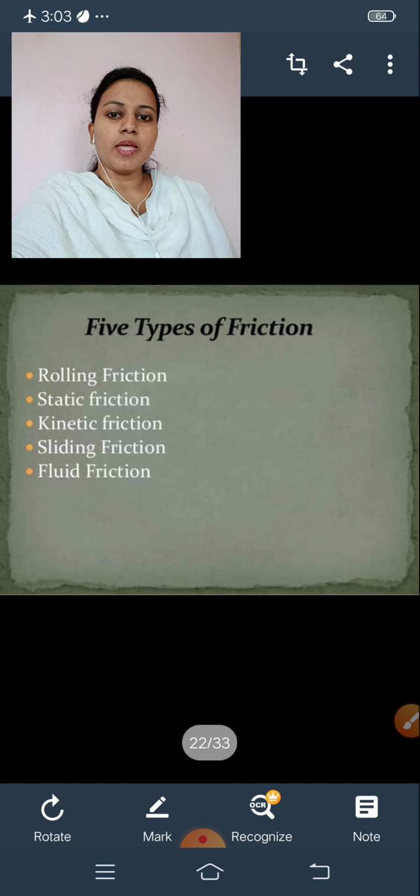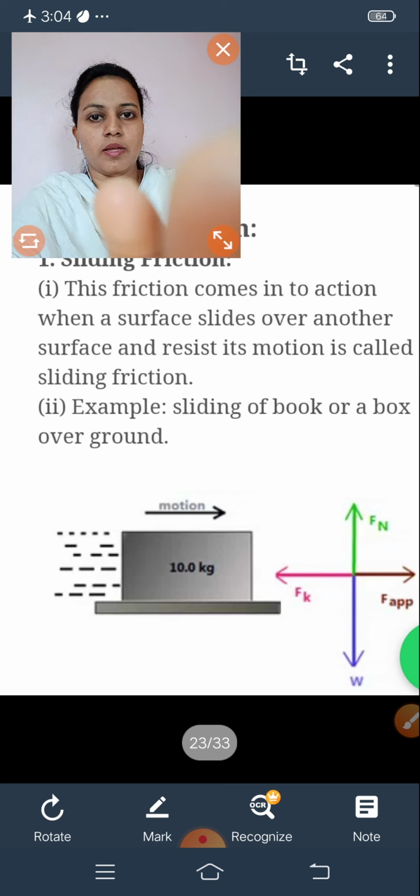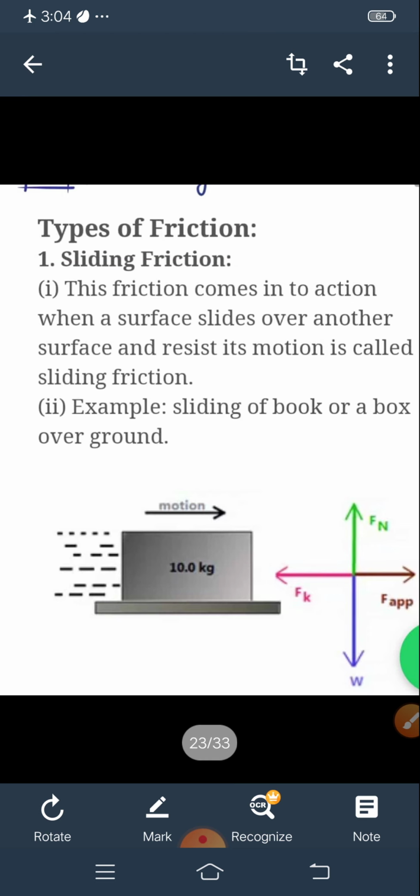Let us see. That is rolling friction, static friction, kinetic friction, sliding friction and fluid friction. So these are the types of frictions. Okay, let us discuss one by one. First one is sliding friction. What do you mean by sliding friction?